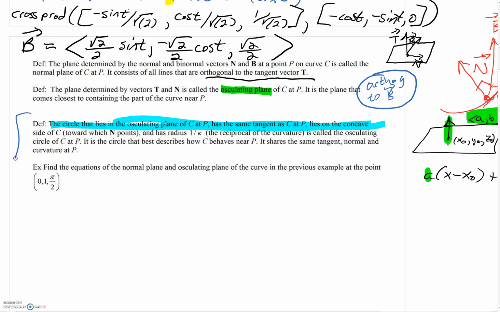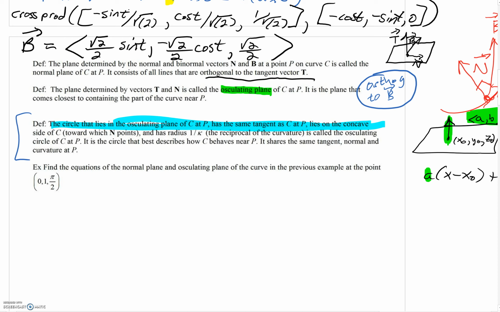We left off talking about the osculating plane, which of course was determined by the tangent vector and the normal vector, meaning that the binormal vector was perpendicular or orthogonal to it. But related to the osculating plane is an osculating circle. The circle that lies in that osculating plane of that curve at a point P is the same tangent as the curve is at P.